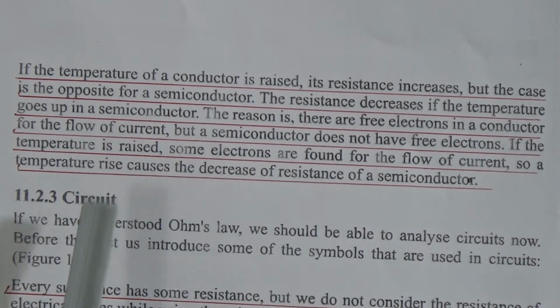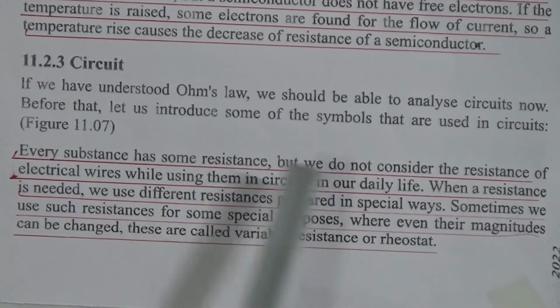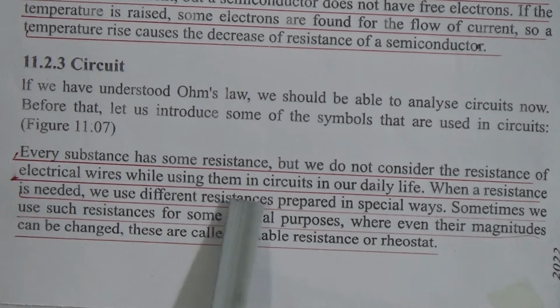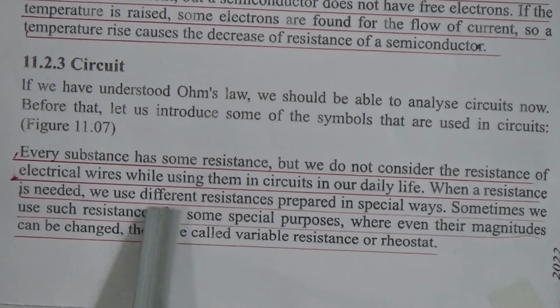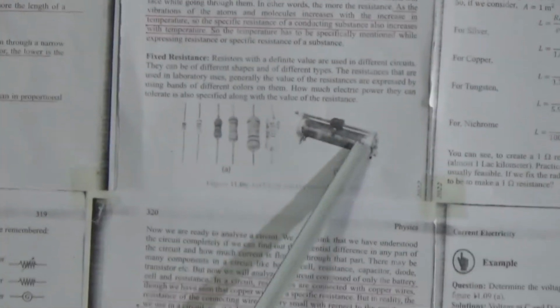Now come to the circuit. Every substance has some resistance, but we do not consider the resistance of electrical wires while using them in circuits in our daily life. When a resistance is needed, we use different resistances prepared in special ways. Sometimes we use such resistance for special purposes, and even their magnitude can be changed, and these are called variable resistance or rheostat. We have seen here the variable resistance or rheostat.